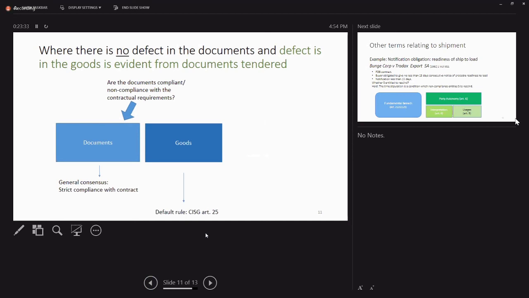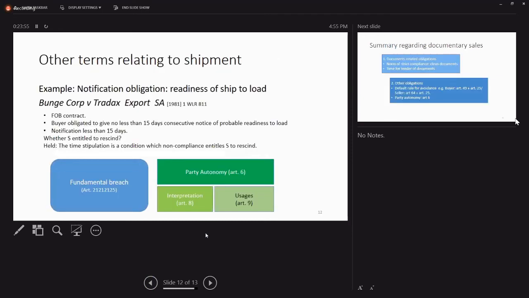For example, the grade A or grade B kind of soybean, right? Then the question is whether one can squeeze a non-compliance as amounting to a non-compliance with a documentary requirement. If that is so, then you have the strict compliance regime applying to you. Otherwise, you have Article 25 applying to you, right? Which again accentuates the importance of expressly stipulating for your right to termination.